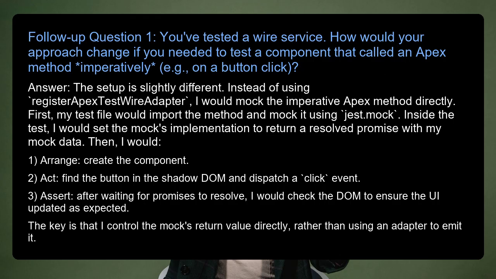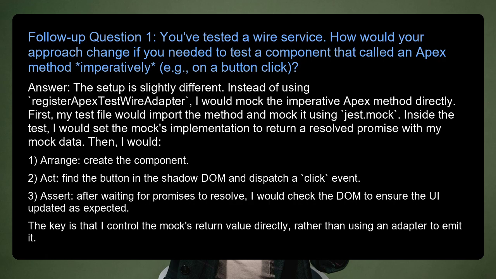Follow-up question 1. You have tested a wire service. How would your approach change if you needed to test a component that called an Apex method imperatively, for example, on a button click? Answer: the setup is slightly different. Instead of using registerApexTestWireAdapter, I would mock the imperative Apex method directly. First, my test file would import the method and mock it using jest.mock. Inside the test, I would set the mock's implementation to return a resolved promise with my mock data.